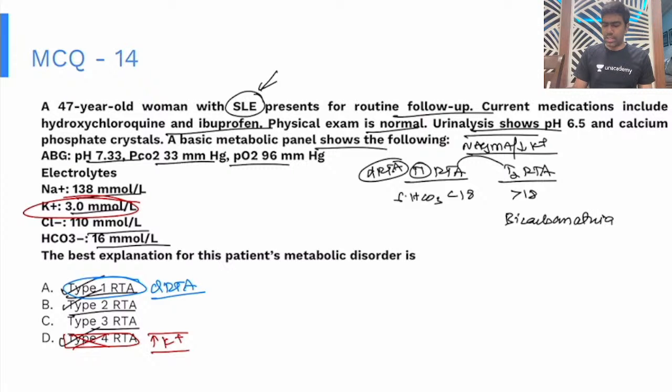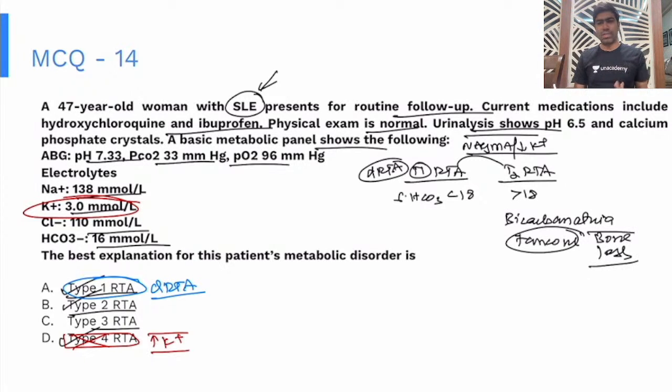And these patients are also going to have Fanconi syndrome, which is nothing but a triad of glycosuria, phosphaturia, and aminoaciduria. And because of the Fanconi syndrome, many patients can have bone loss. And because of that, they can end up with fractures.